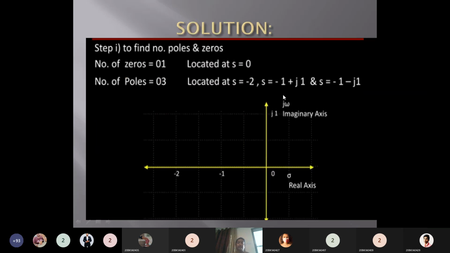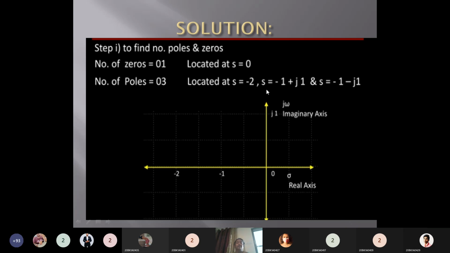Let us observe. This is called the S domain or root locus plot. On the x-axis we consider a real axis, and the y-axis we consider the imaginary axis. That is, in the S domain, S equals sigma plus or minus j omega. Sigma is the real axis and j omega is the imaginary axis. On the real axis here we have 0, minus 1, minus 2, and here 1, like this. This is the real axis and this one is the imaginary axis. That is the S domain representation. It consists of real and imaginary axes.